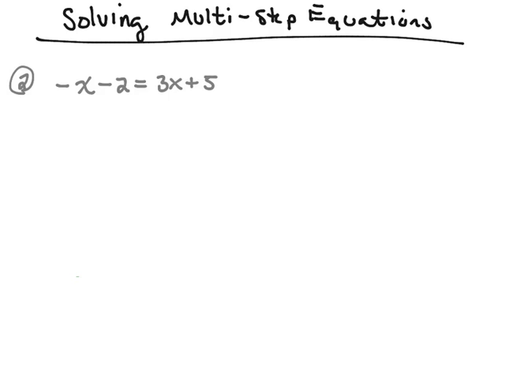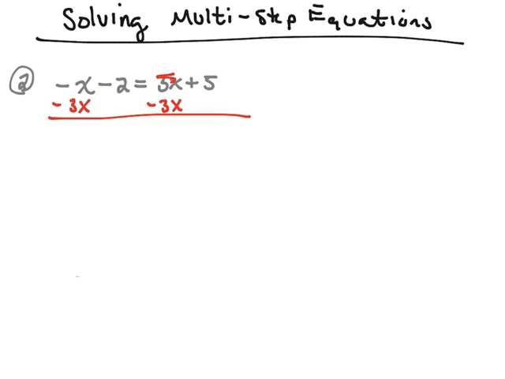Alright, number 2, we have the equation negative x minus 2 is equal to 3x plus 5. We're going to solve for x. Now, just as we did on number 1, we're going to start by getting all the x's on one side of the equation. I personally like them on the left, but we could also move them to the right. So what I'm going to do first is start by subtracting 3x from both sides.